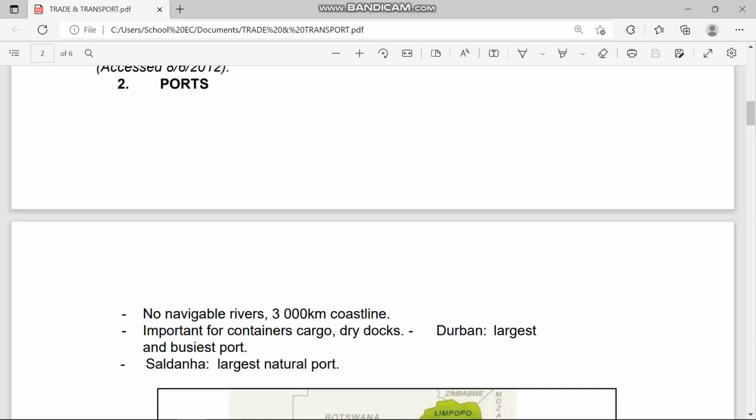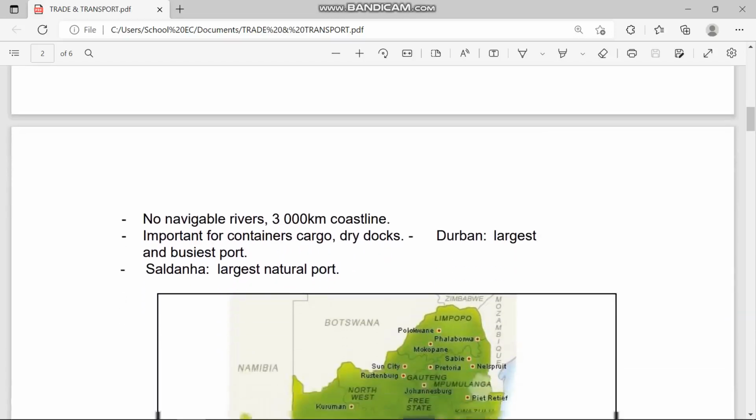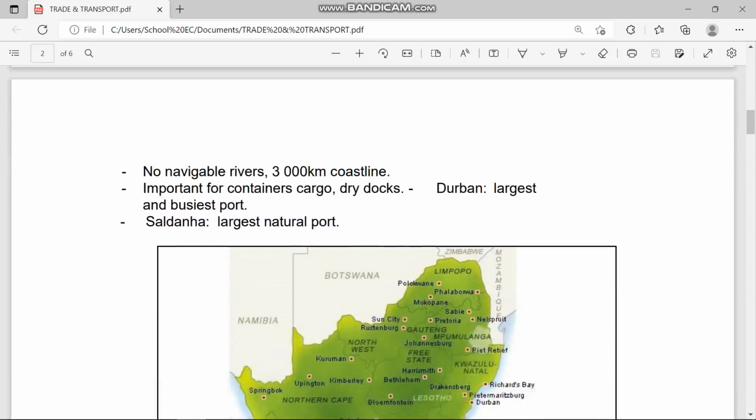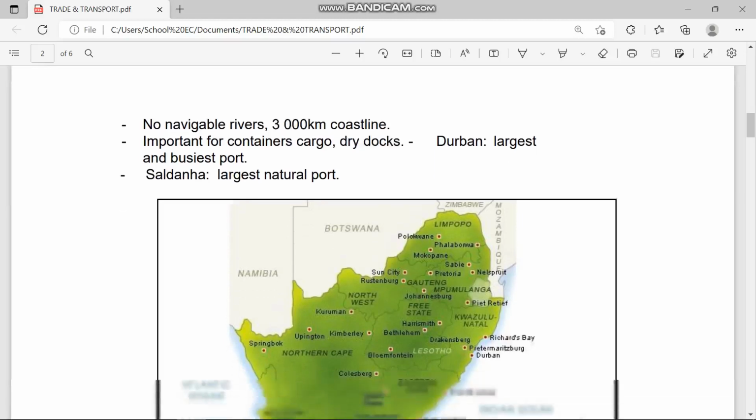We also trade using ships and water transport. South Africa has no navigable rivers, and has a 3,000 kilometer coastline. Ports are important for containers, cargo, and dry docks. Durban is the largest and busiest port here in South Africa.